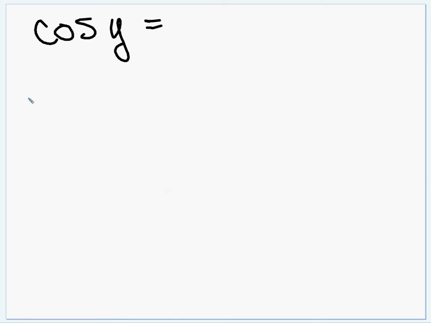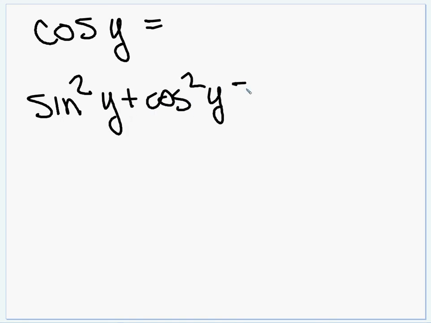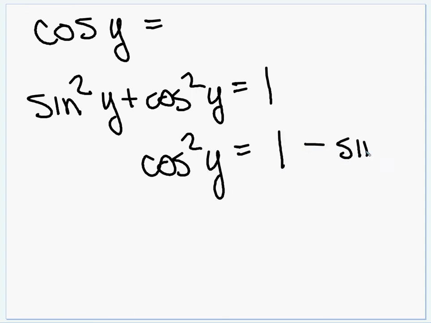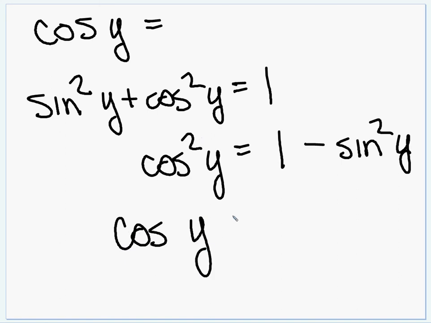Well, let's go back to pre-calc. Remember this old faithful, sine squared y plus cos squared y is going to equal 1. Let's get this cos of y by itself. So the cos squared of y is going to be 1 minus the sine squared of y. And then when we take the root of that, we're going to get the cos of y equals the radical 1 minus sine squared.